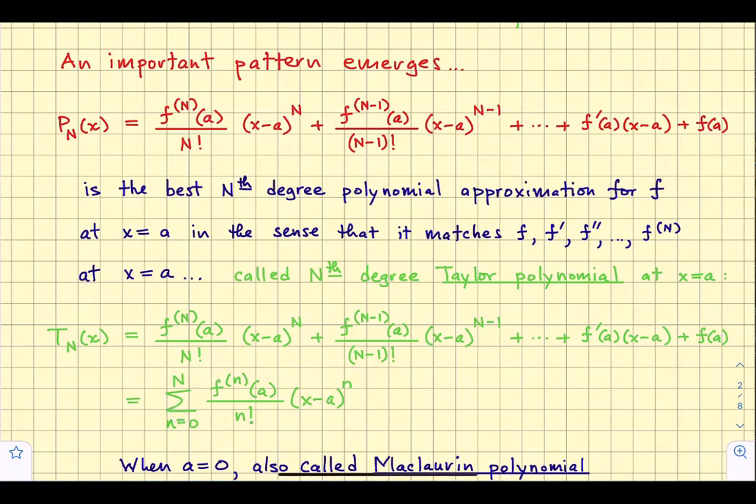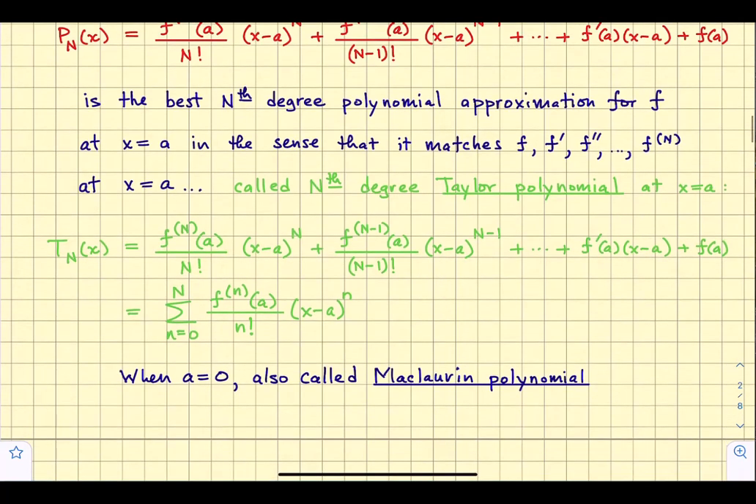One other little note here is that if the center happens to be 0, these are also called Maclaurin polynomials in honor of the mathematician Maclaurin. So a Maclaurin polynomial is just a special Taylor polynomial. It's not wrong to call it a Taylor polynomial, but if you see this in your homework, I wanted you to know that this just means a Taylor polynomial with an a of 0.